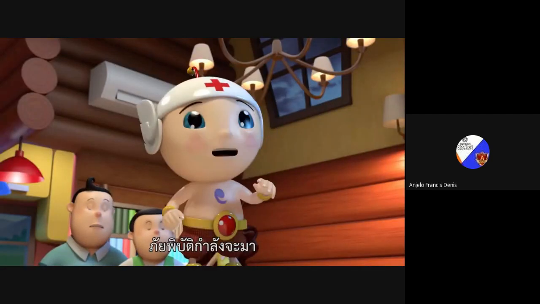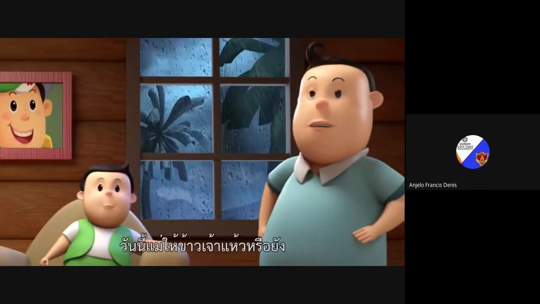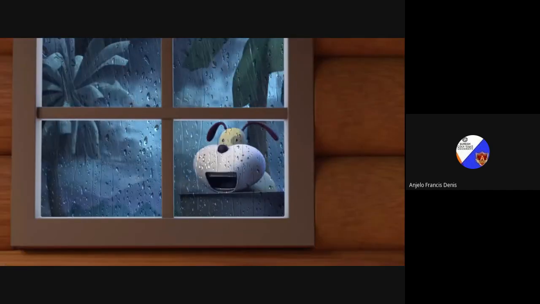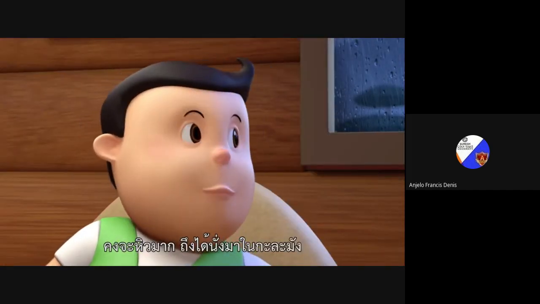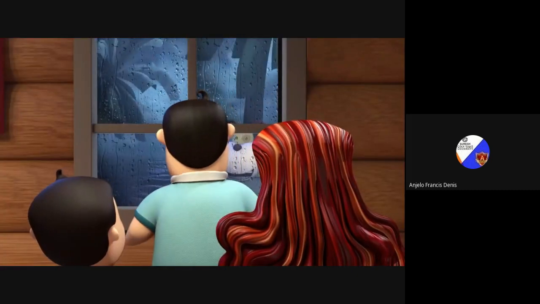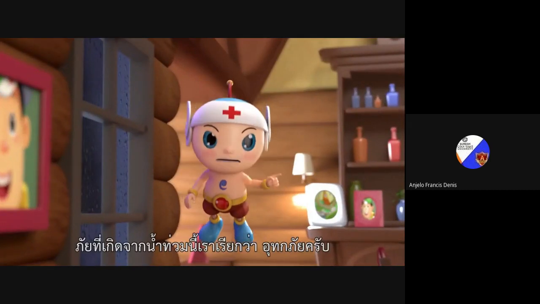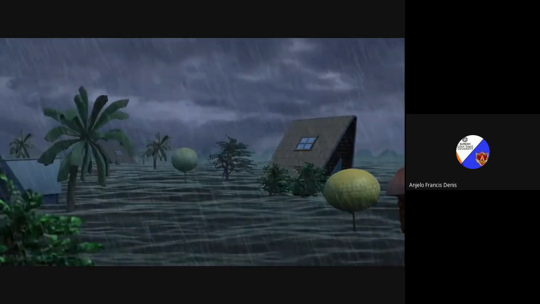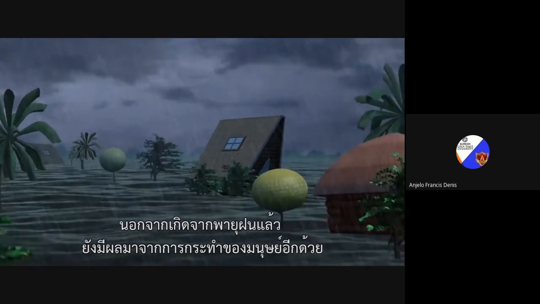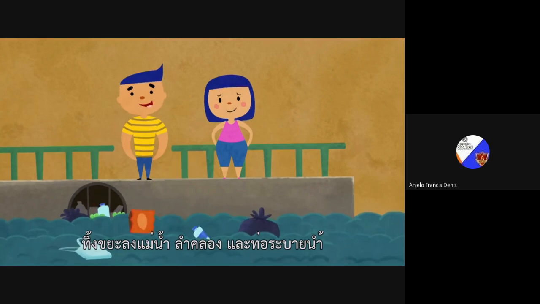A disaster is coming soon. Honey, did you feed Hal today? Oh, there you are. You must be very hungry. That's why you're sitting in a basin. Oh my gosh! Flood! Flooding is another kind of disaster. Floods are not caused only by rainwater, but also by humans, such as deforestation, littering in rivers, canals, and drains.